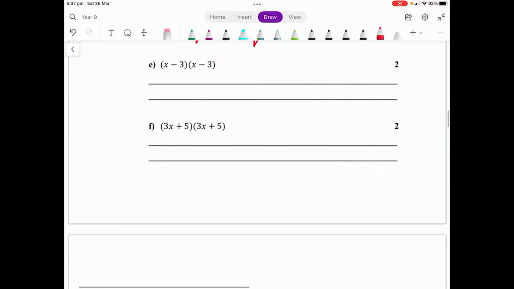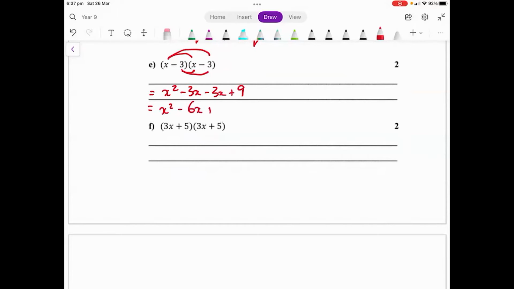Question e, we expand those brackets by drawing our eyebrows once again. This time we get x squared minus 3x plus 9. This time we can simplify, so we collect the minus 3x and the minus 3x together. That gets us a final answer of x squared minus 6x plus 9.